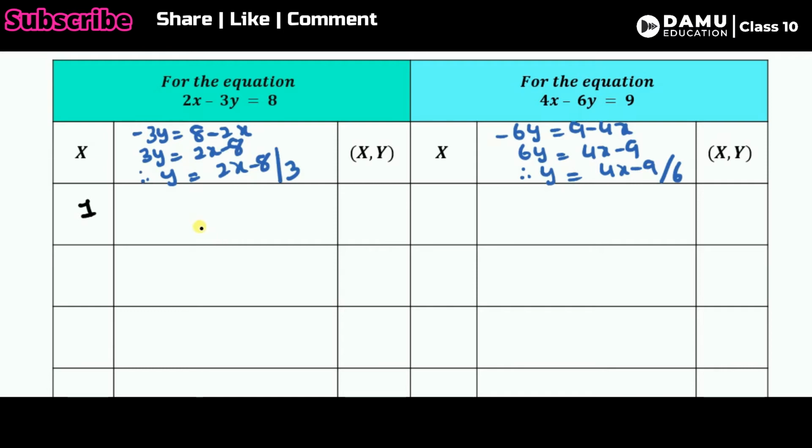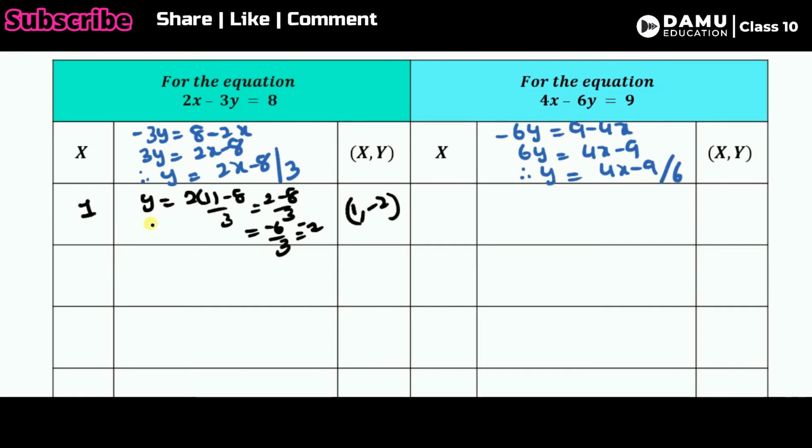Let's take x = 1, so y will be equal to 2 into 1 minus 8 by 3. That is 2 minus 8 by 3, so minus 6 by 3. Then what will you get? Minus 2. So (1, -2). So this is the value.